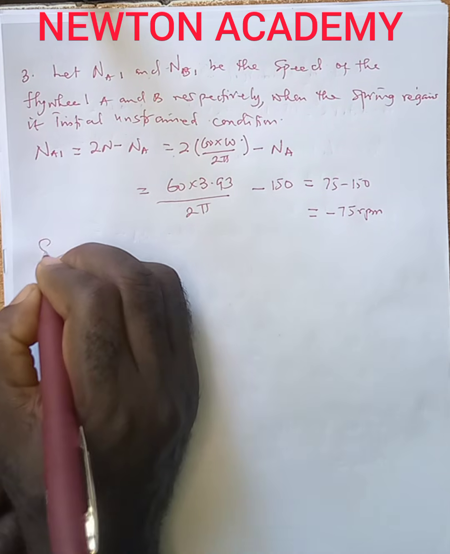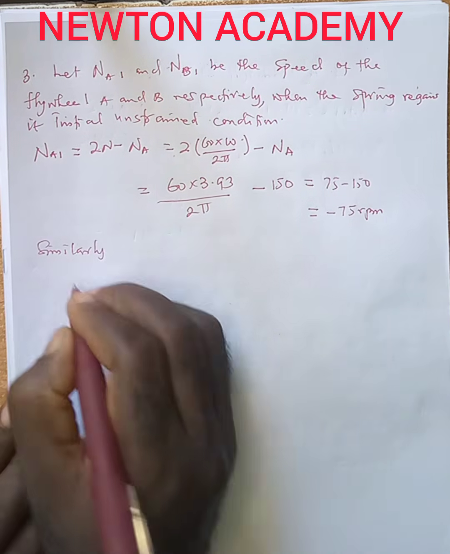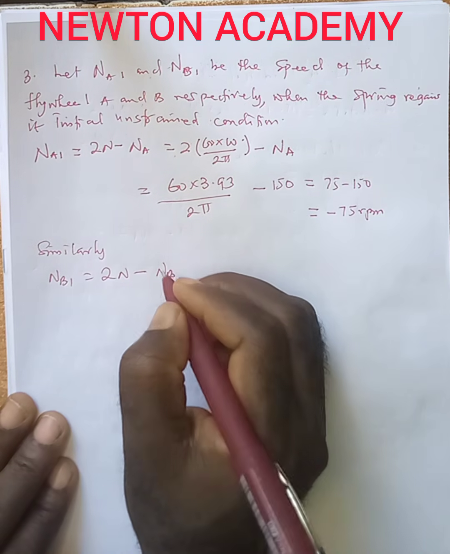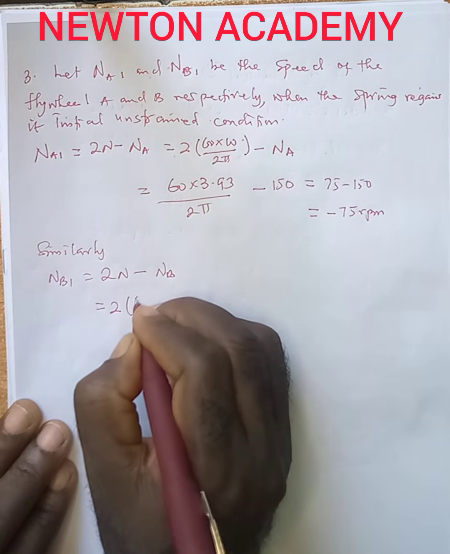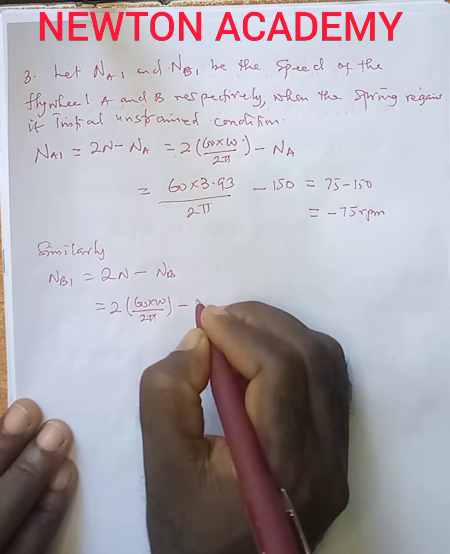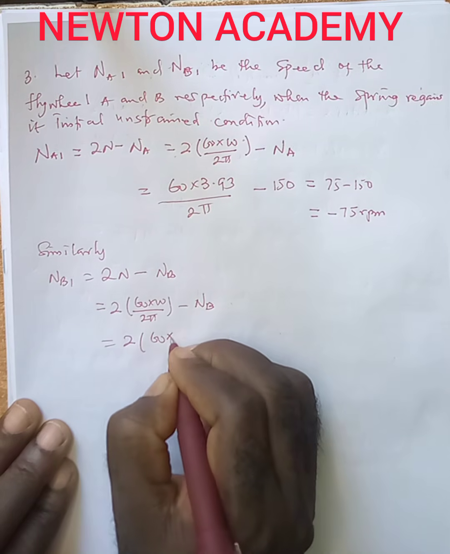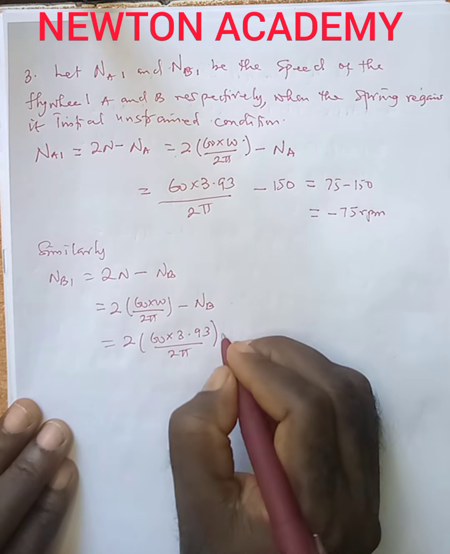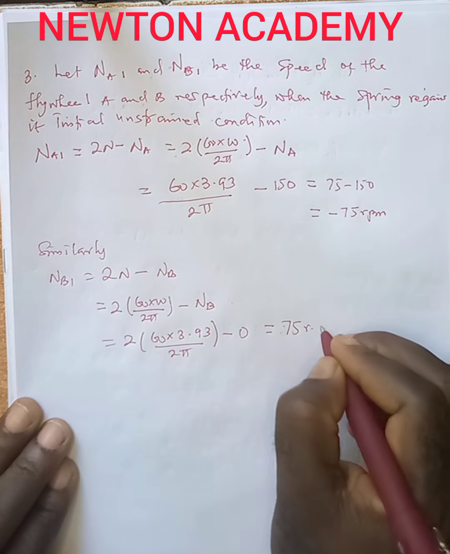Similarly, for the flywheel B, we have NB1 is equal to 2N minus NB. So which is equal to 2 multiplied by 60 multiplied by angular velocity over 2 pi minus NB, which is equal to 2 into 60 multiplied by 3.93 over 2 pi. And NB is 0. And when you evaluate this one, this gives 75 RPM.